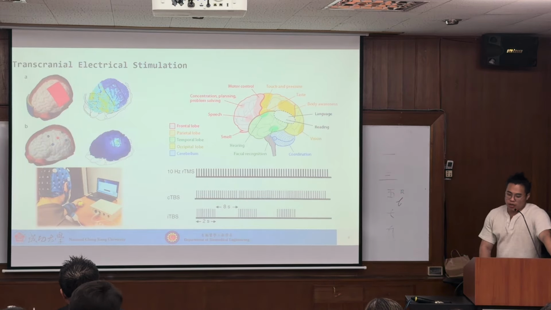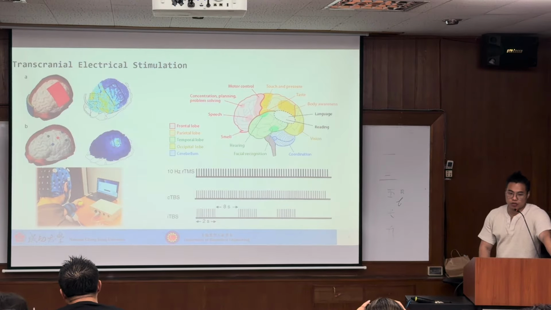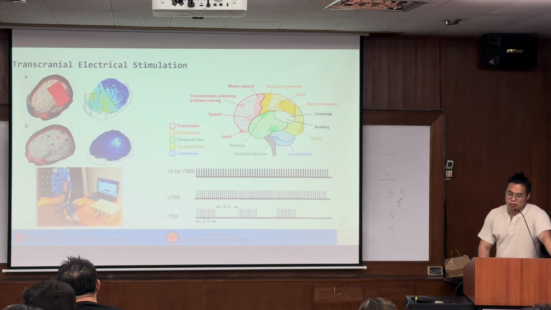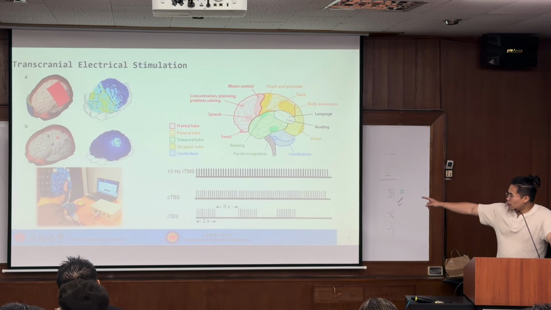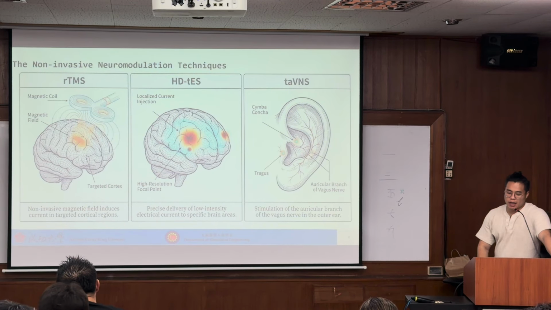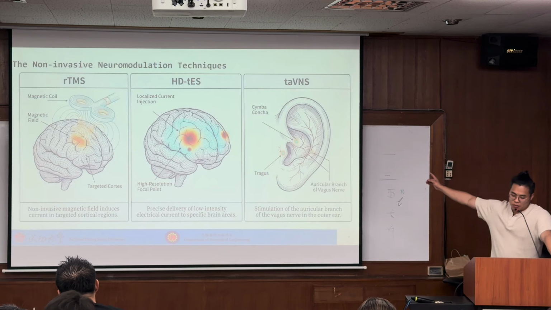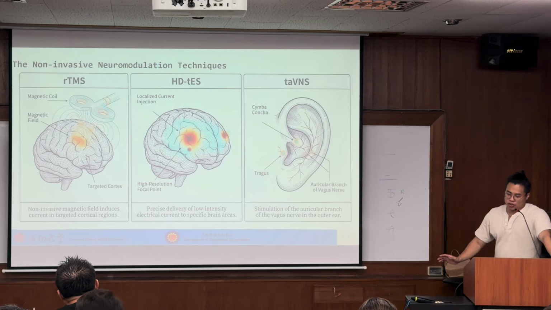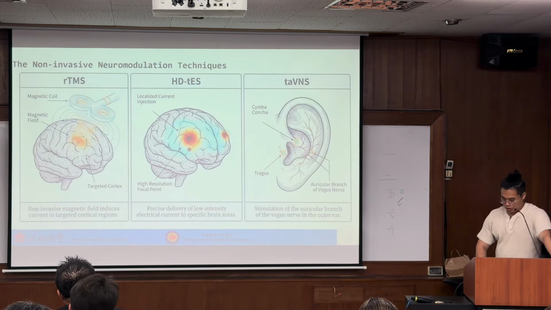About the transcranial electrical stimulation, which part are we going to manipulate? For example, we can manipulate the motor control, we can manipulate the concentration, planning, or problem solving part. And also we can apply different modulation methods, for example patterns like cTBS or iTBS. So what kind of technology do we use? We use HD-tES in the middle, and these other tools are different parts and different technology.